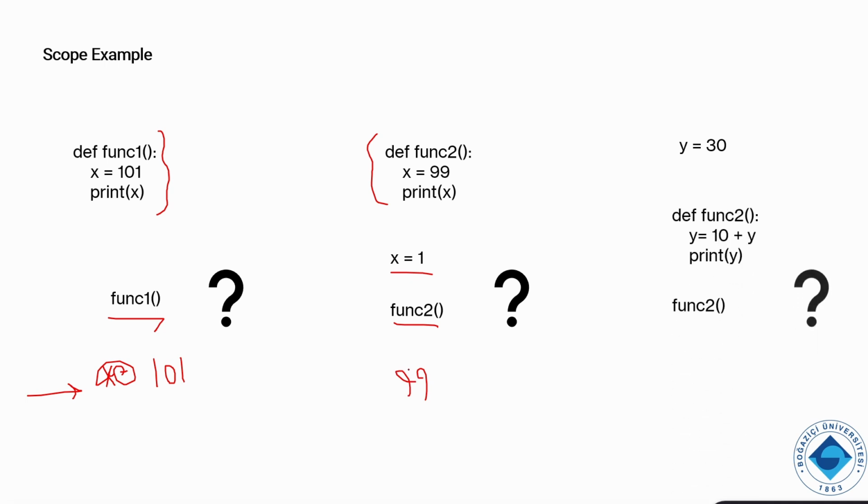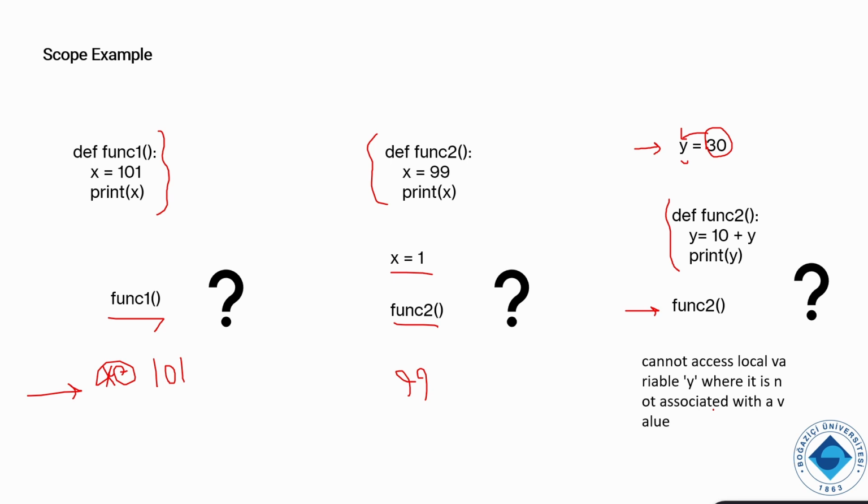And in the last question, what are we supposed to see? First, we define variable y, and we assign number 30 to y. And then we define a function here and we call the function again. What we are supposed to see is the question. So the function cannot access local variable y where it is not associated with a value. You can try and see and understand why.